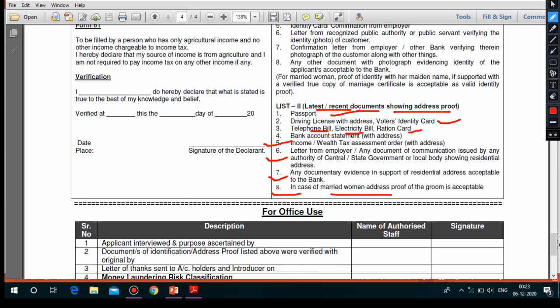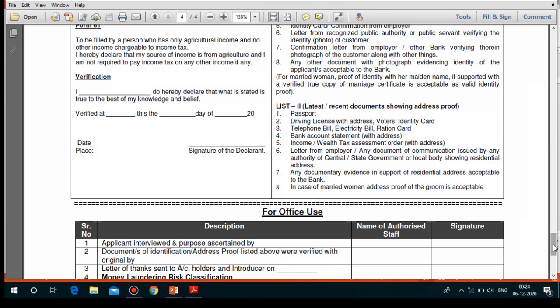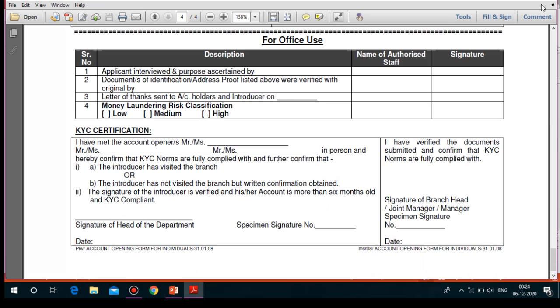Okay, and last is the "for office use" section. So the bank employee will verify all the details whatever the customer or applicant has provided. They will cross verify the name and address proof with the documents which the customer has submitted. And once the bank officer is satisfied with all the terms and conditions, then they give the final approval and your account is open.